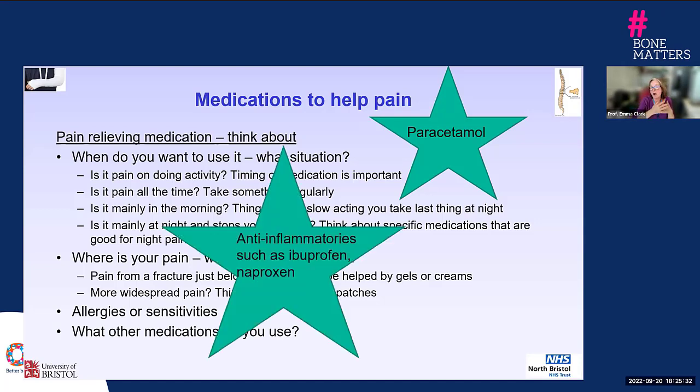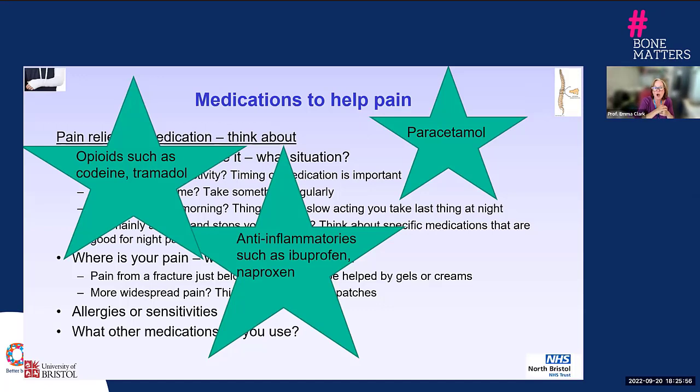The second are anti-inflammatory medications, also called non-steroidal anti-inflammatories or NSAIDs. And these should be used carefully in people with asthma and COPD and carefully in people with kidney problems. But they can be taken in addition to paracetamol if just 2 paracetamol is not enough.